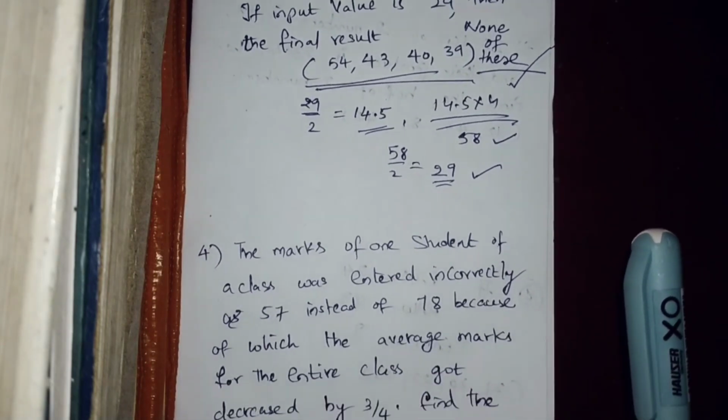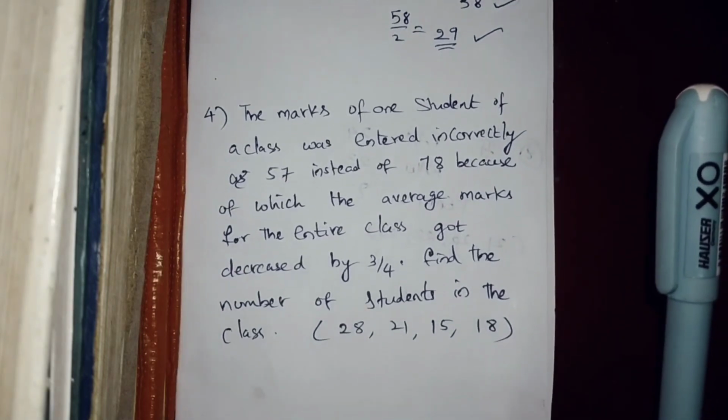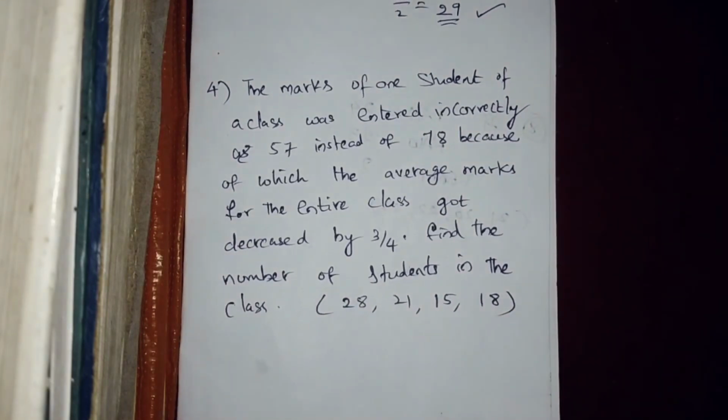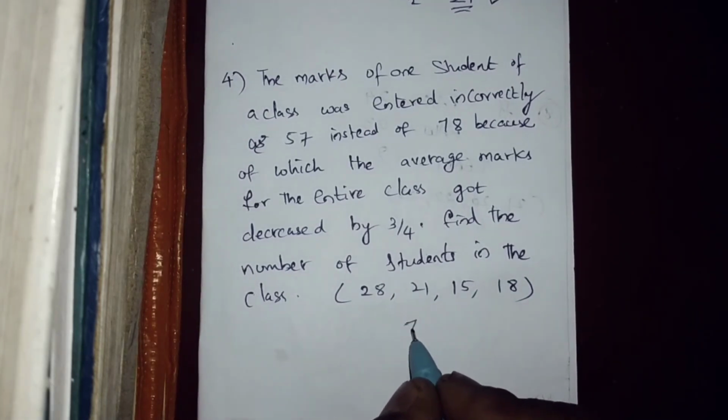Okay, let us go to question 4. The marks of one student in a class was entered incorrectly as 57 instead of 78. Because of it, the average for the entire class got decreased by 3/4. Find the number of students in the class. I repeat the question. The marks of one student was entered incorrectly as 57 instead of 78.